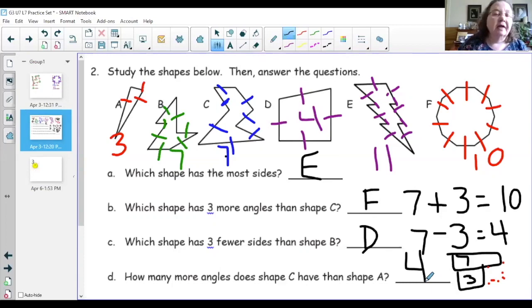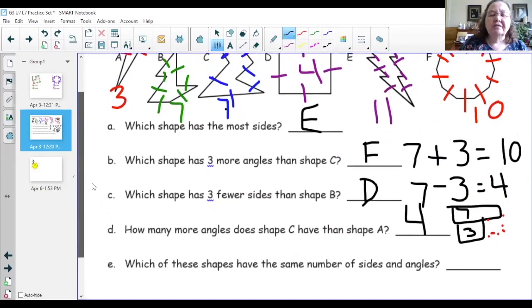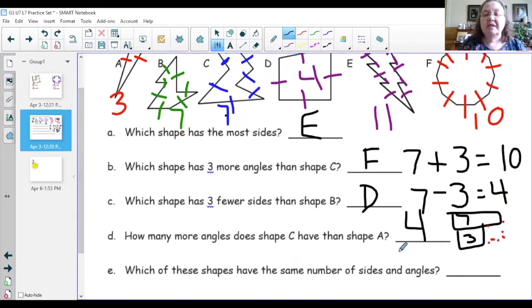And then finally, which of these shapes has the same number of sides and angles? And we could say what? B and C. How many of you got them all right? Wonderful.